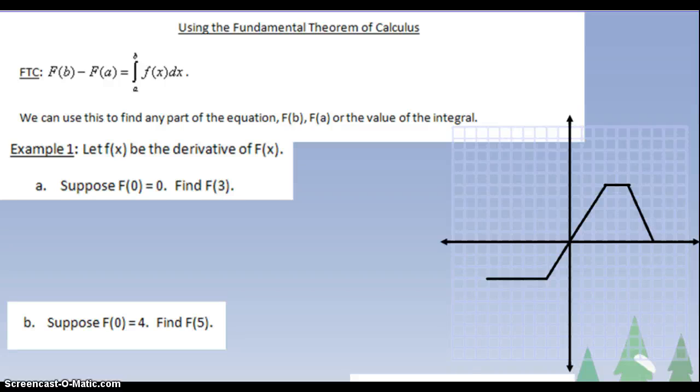We're going to be using the fundamental theorem of calculus to help us out here. And what we can see is that FTC is F of b minus F of a is equal to the integral from a to b of f of x dx. So the integral represents the area under the curve from a to b, and F of b and F of a represent the change in the y values.